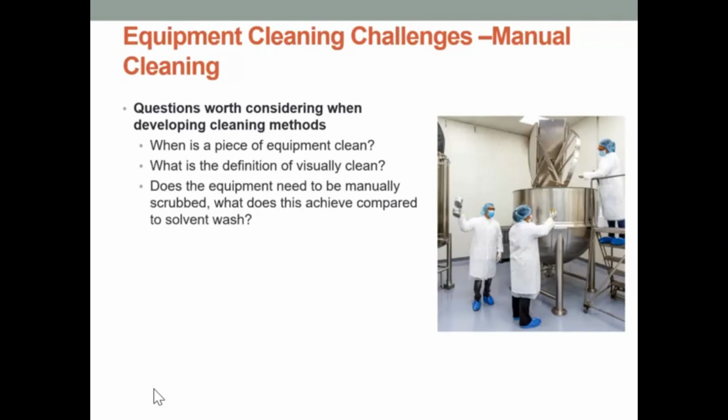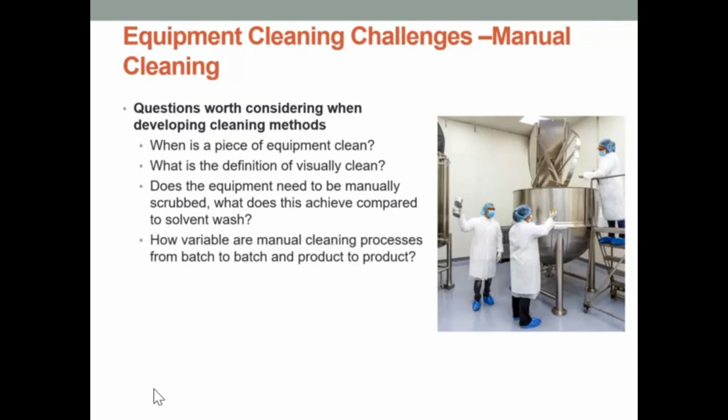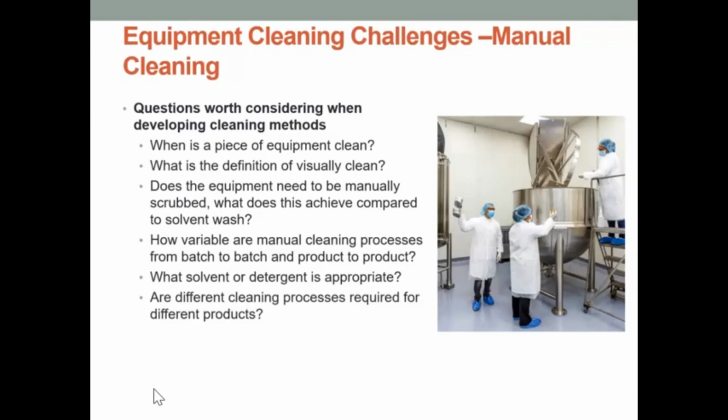Does the equipment need to be manually scrubbed, and what does this achieve in comparison to using a solvent wash? How variable are manual cleaning processes from batch to batch and from product to product? We obviously want to have the least amount of variability as possible. What solvent or detergent is appropriate to use, and at what concentration? Are different cleaning processes required for different products, or can we use the same one? And that cuts down on mix-ups caused by operator error if you've got lots of different SOPs and different cleaning procedures for different equipment around the site. Must a cleaning process be applied more than once to make sure that the cleaning has been adequate?